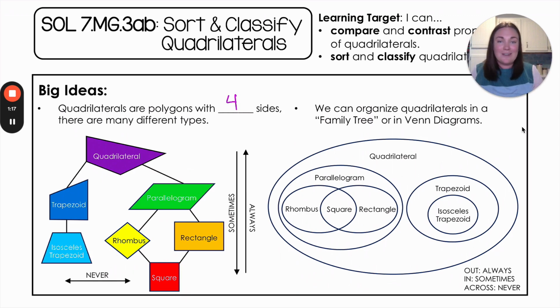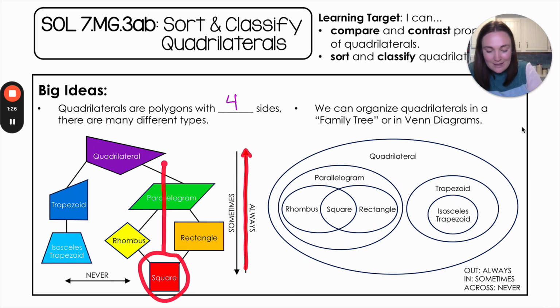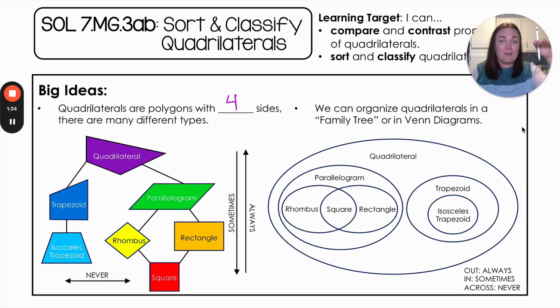So how do we read the family tree? You can see these arrows with always, sometimes, never. So always is going up. That means if I take something like the square and I ask about anything above it: Is a square a quadrilateral? That's always going to be true. Is a square a rectangle? That's always true because that's above it.